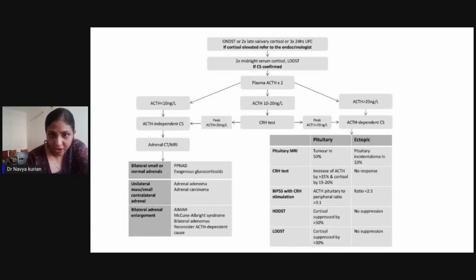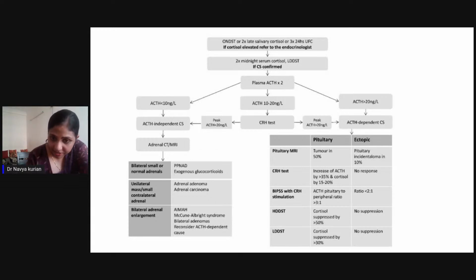So for evaluation of Cushing's, after confirming endogenous hypercortisolism, we should do plasma ACTH. If plasma ACTH is suppressed, it is from the adrenal. If plasma ACTH is normal or high, it can be either pituitary or ectopic. For pituitary, we have to do a pituitary MRI, but it can be normal in 50%. So the gold standard test is bilateral inferior petrosal sinus sampling.